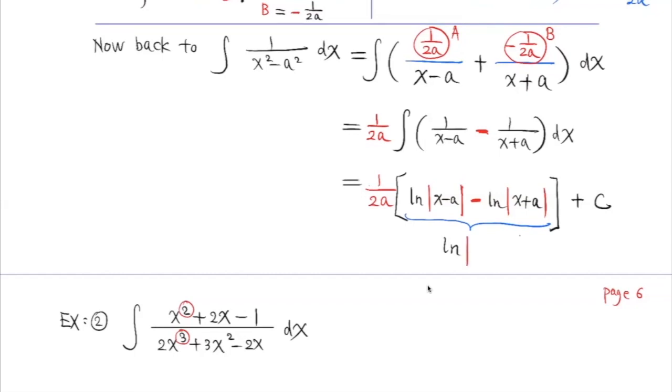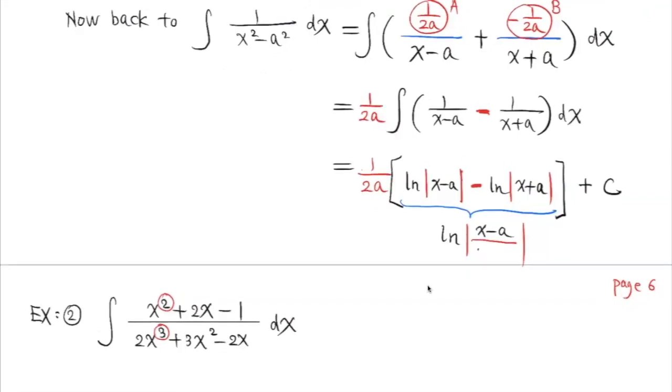The absolute value of x minus a divided by x plus a. So you can leave it like this, or you can combine these two into this way. They're equivalent, both are right, okay?